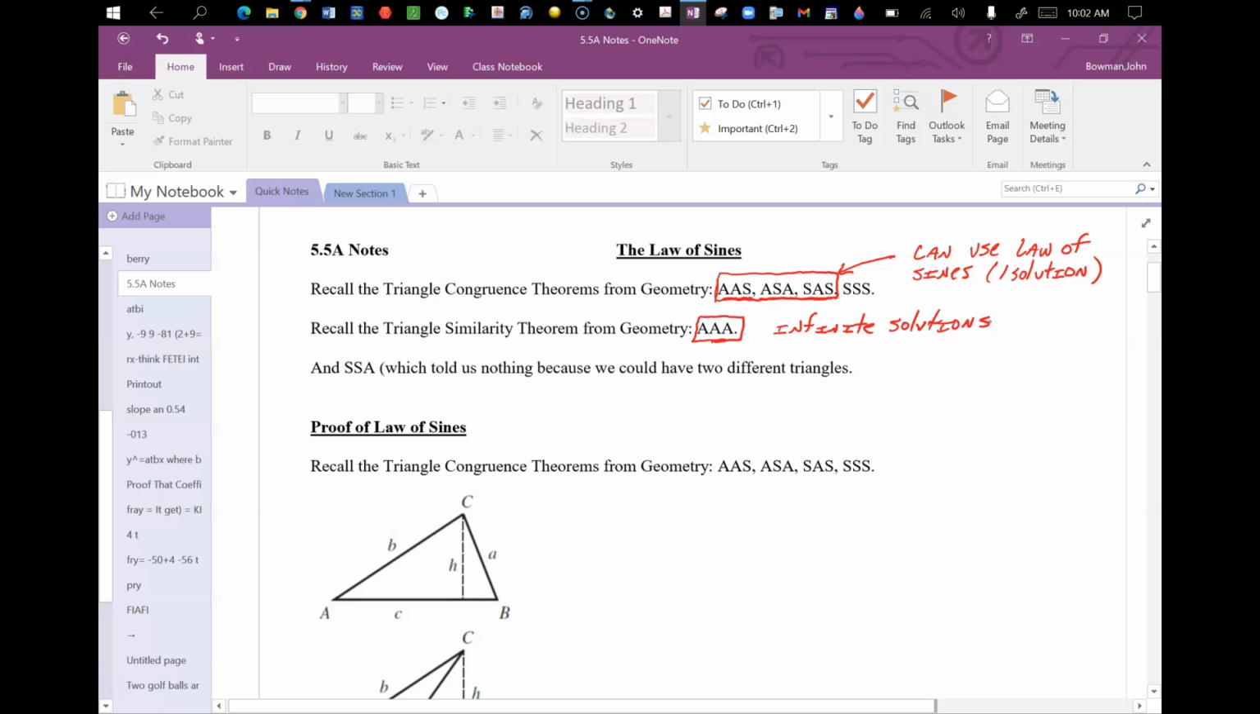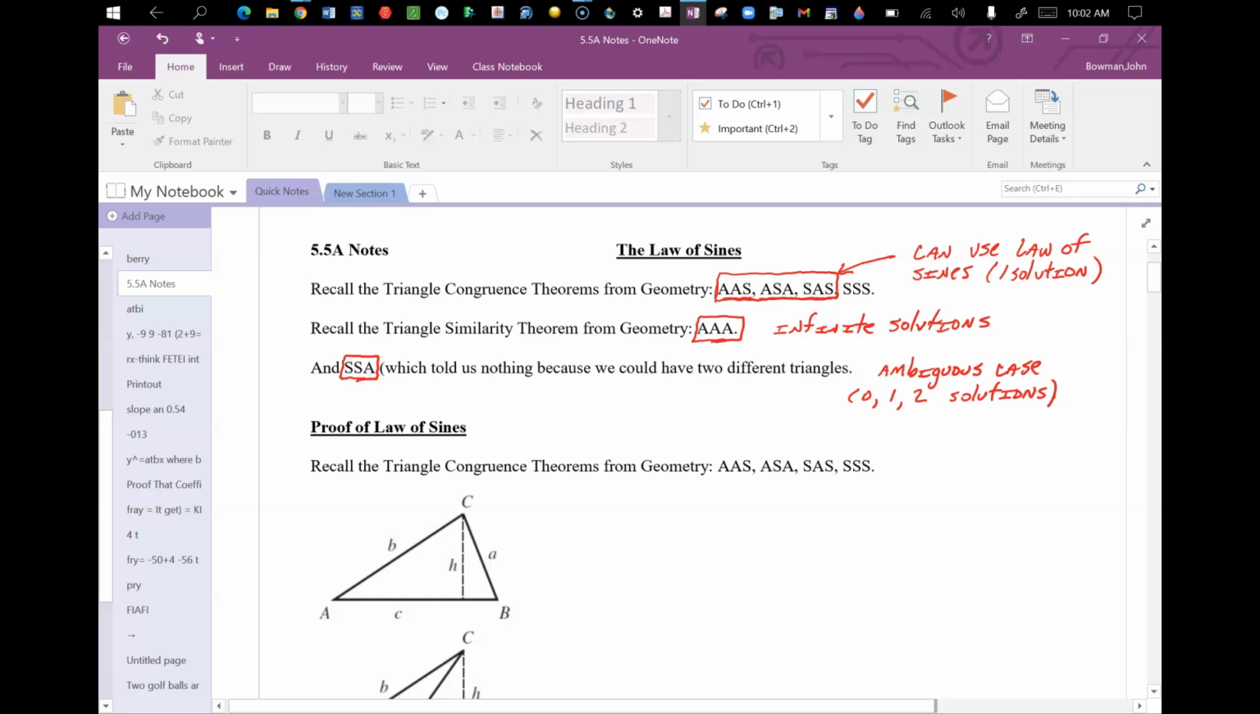And if we have the side-side-angle case, which is not a congruence theorem from geometry, you could not prove triangles congruent with side-side-angle. But if we have that situation, we have what is called the ambiguous case. And when we have that, when we're solving triangles, we could have either 0, 1, or 2 solutions. And we will deal with that next time.